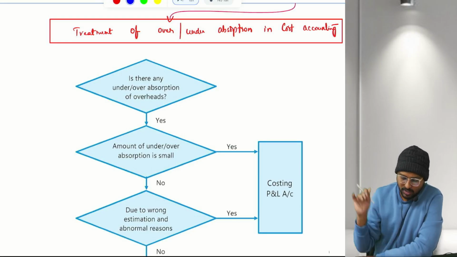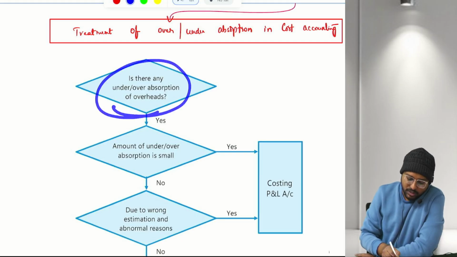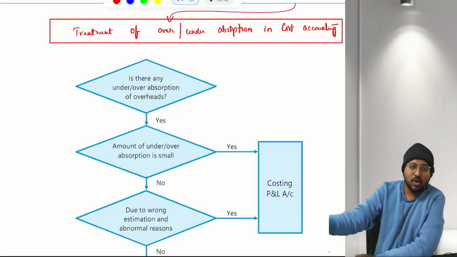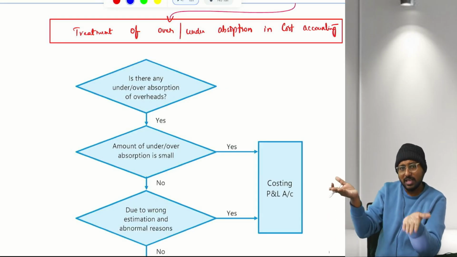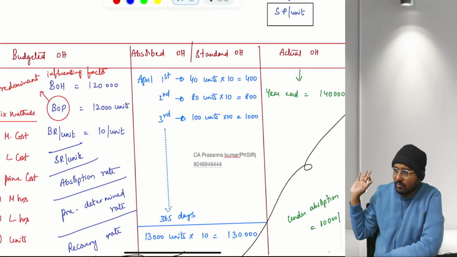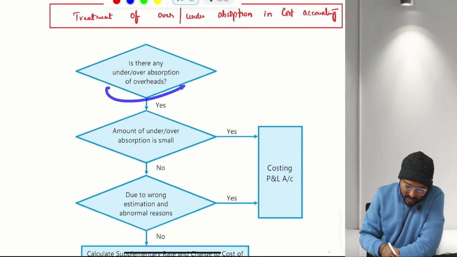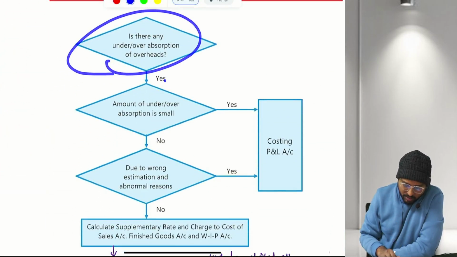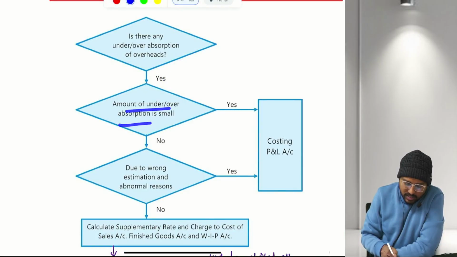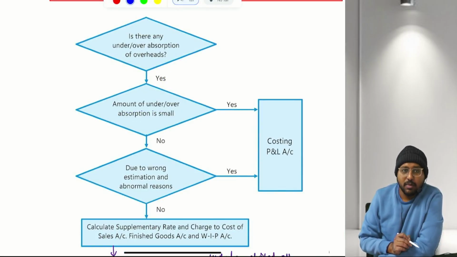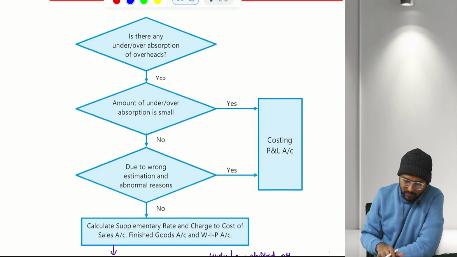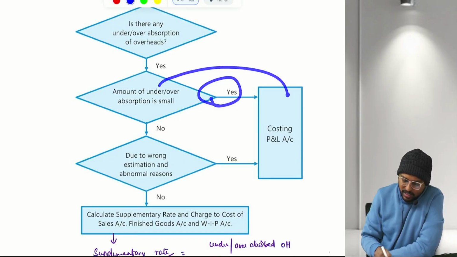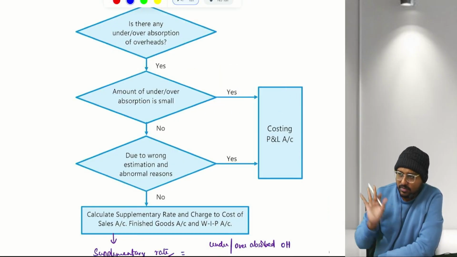Now we're going to solve the sums, then you'll understand. So first you need to understand, is there any under or over absorption of overheads? We know how to calculate it. It is the difference between absorbed overheads and actual overheads. Once you are done with that, and yes, there is under or over absorption, then you need to find whether that amount is small. Small means what? Non-material. If it is small, directly put it in the costing P&L account, no discussion.